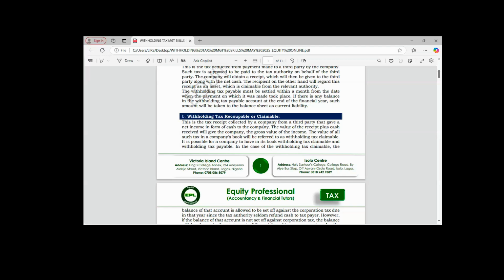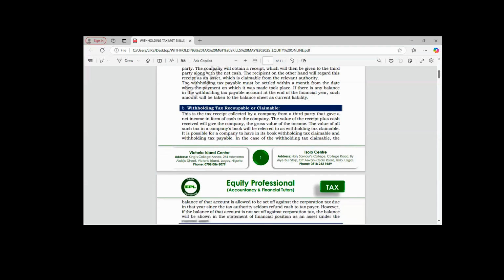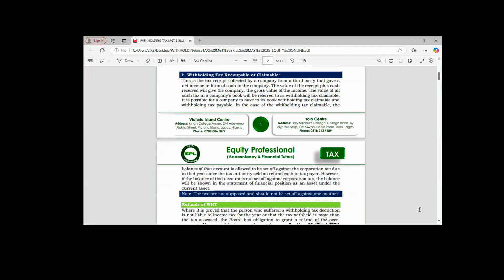And it is also at the end of the year, where they are yet to claim it, where they are yet to use it to reduce their tax liability, it must also be accounted for in their books. So where they are yet to use it to reduce their tax liability, they will state it as a current asset in their statement of financial position.